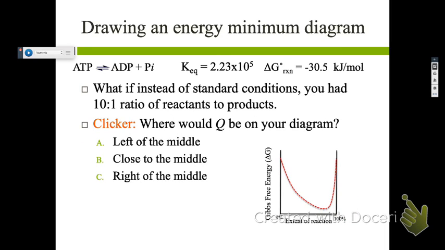All right, so let's think about the next question then. If instead of standard conditions, if we had a 10-to-1 ratio of reactants to products, where would Q be? And then think about how your Gibbs free energy would change. What about it would change? What about it would stay the same? Go ahead and talk to your neighbor. Click in your answer when you're ready.